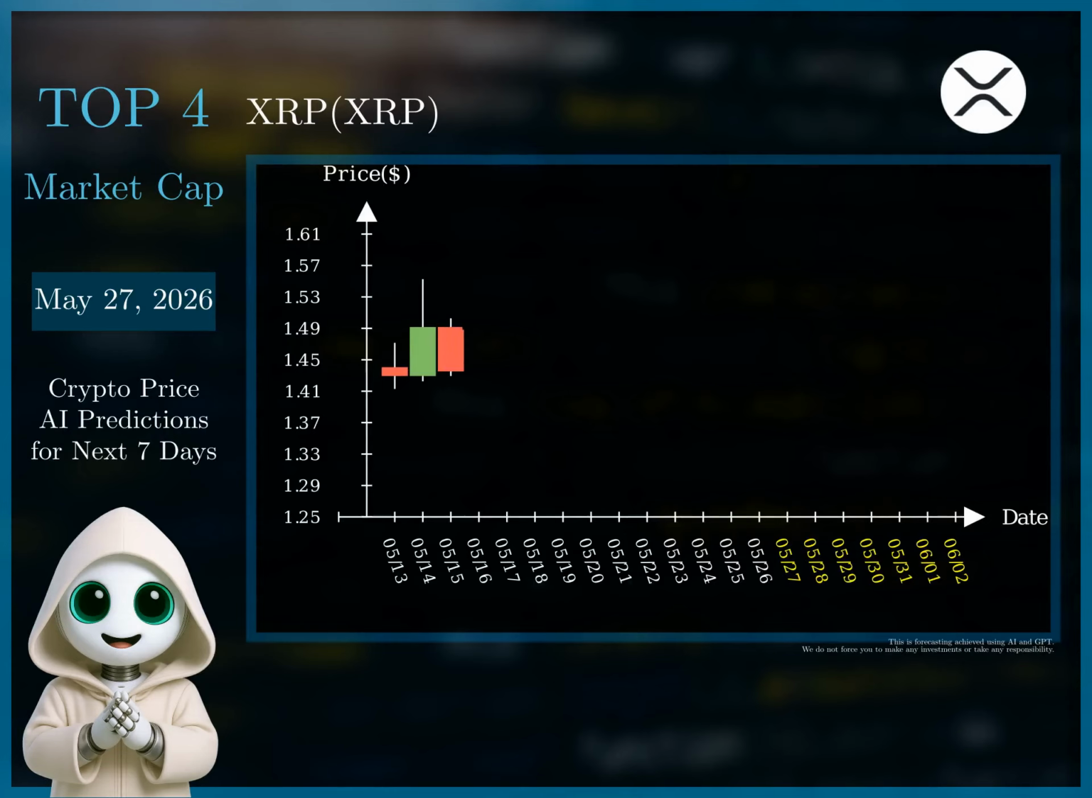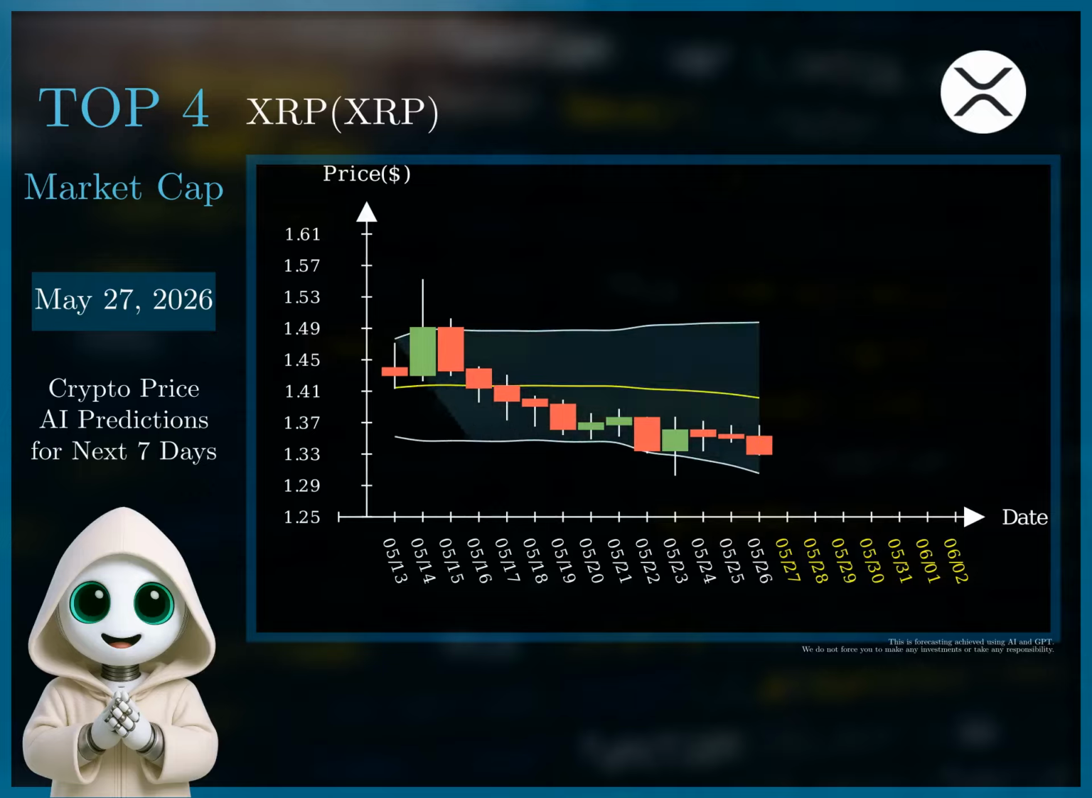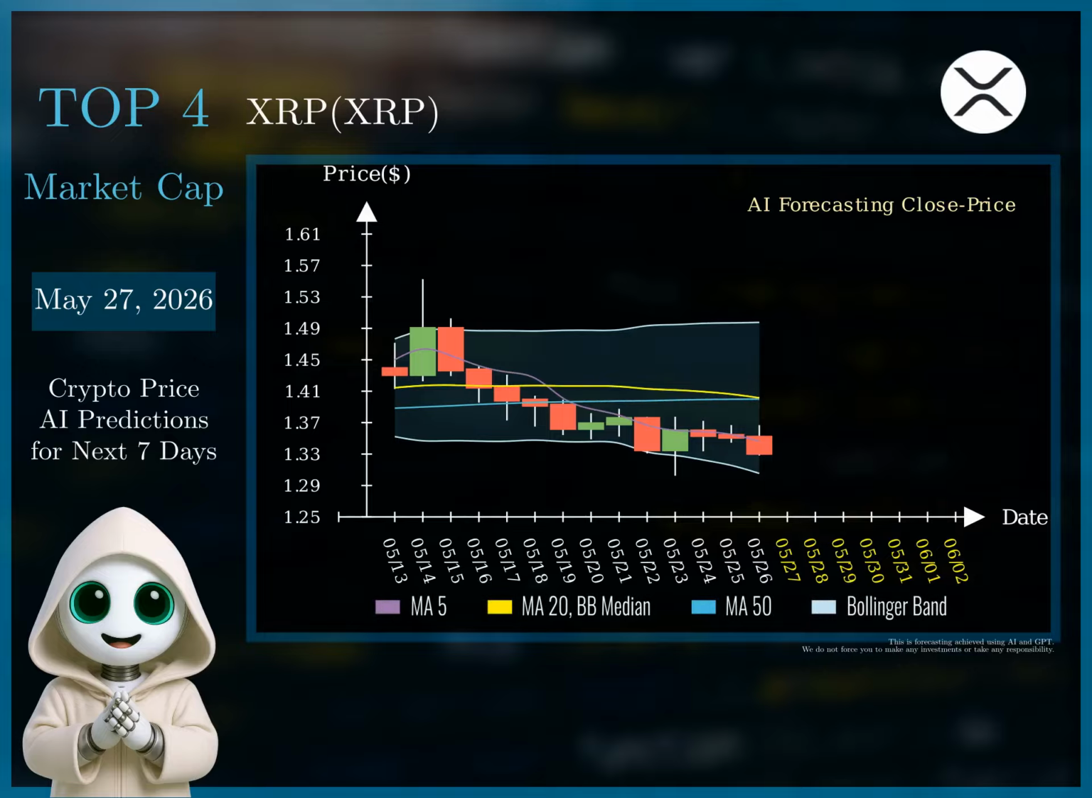Based on the historical data and forecast, XRP exhibits a slightly downward trend. The RSI consistently fluctuates below 60, indicating a neutral to slightly bearish momentum. The Bollinger Bands show that the price has been oscillating within a narrow range, recently touching the lower band. The forecast predicts a continued decline, with prices hovering around $1.32 to $1.34.